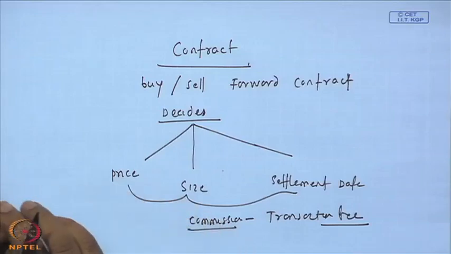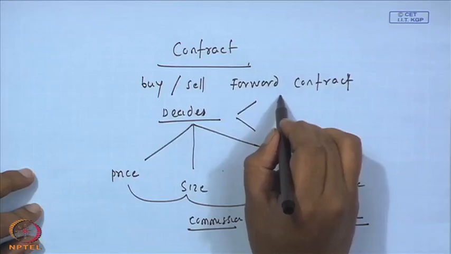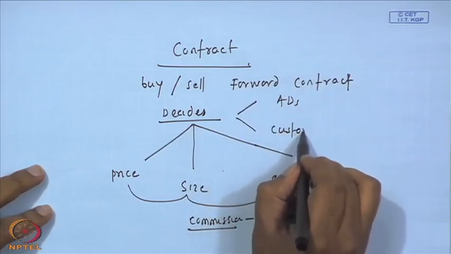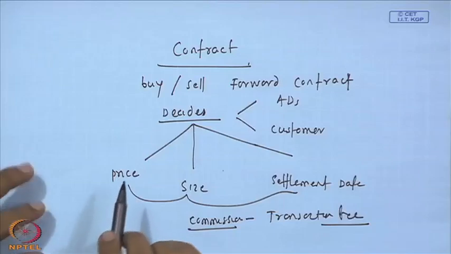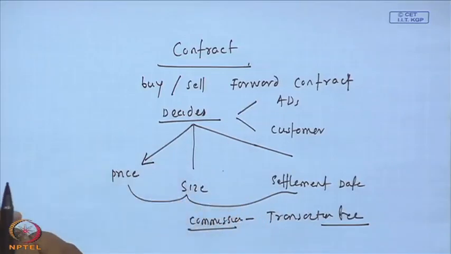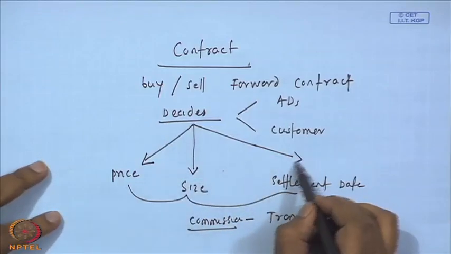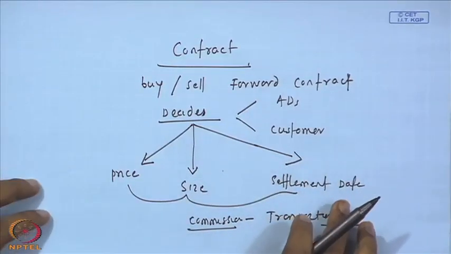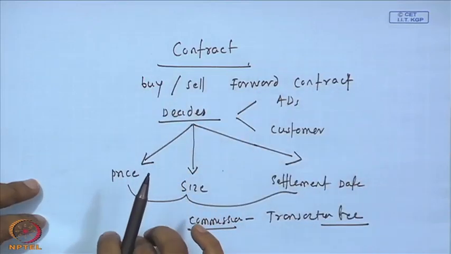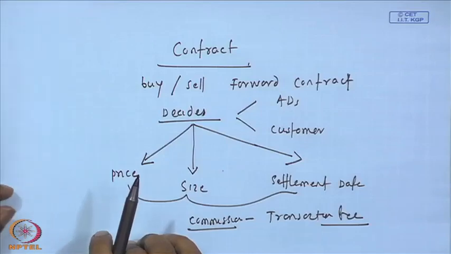So, what are they deciding? The two parties are the authorized dealer who deals in foreign currency and the customer. They decide about the price of the forward contract, the size of the forward contract, and also the settlement date, the maturity of the forward contract. On this basis they sign the agreement, the forward contract agreement signed between the two parties.